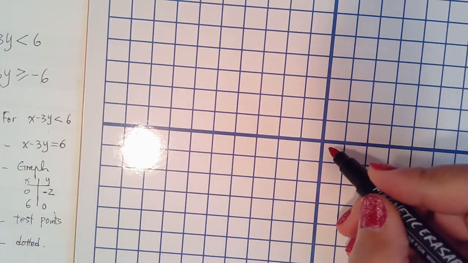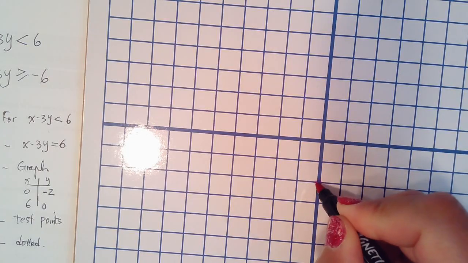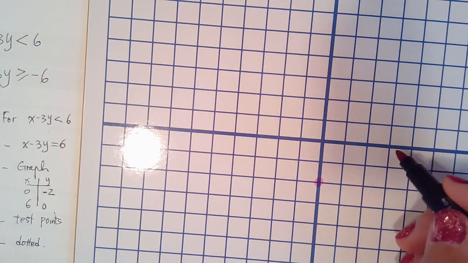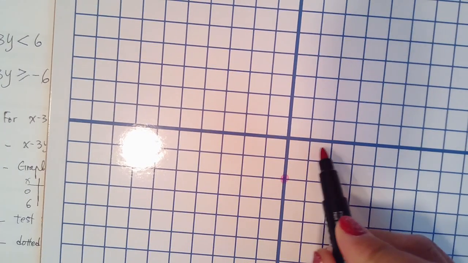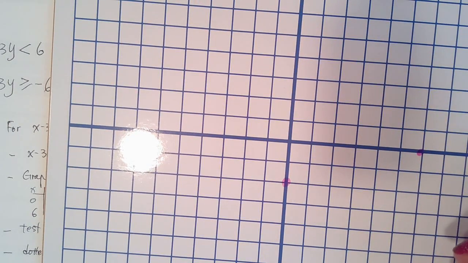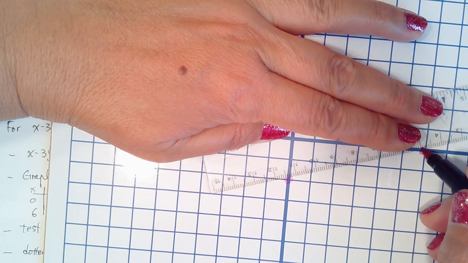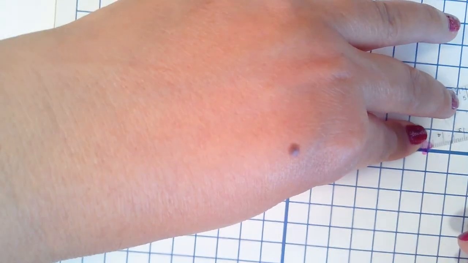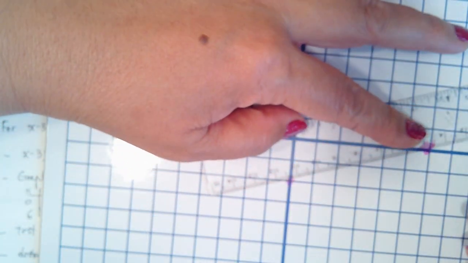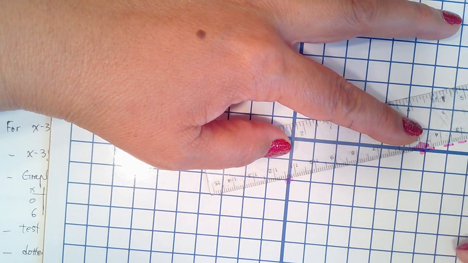Okay. So I have 2 points. Here is x. So 0, negative 2, which is here. And the other one is 6, 0. So that is 1, 2, 3, 4, 5, 6, 0. And then I'm going to graph. Before I do that, I might want to pay attention to the sign. It doesn't have the equal. So what I'm going to do is I'm going to put dotted.